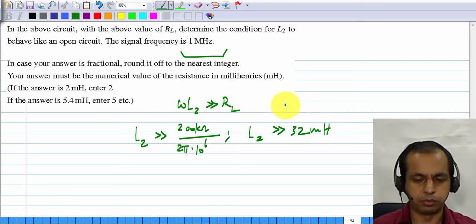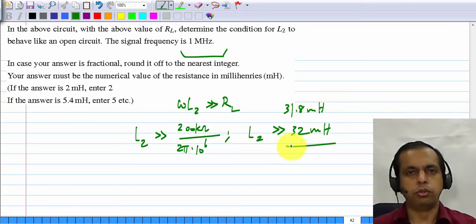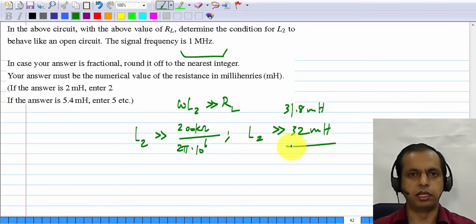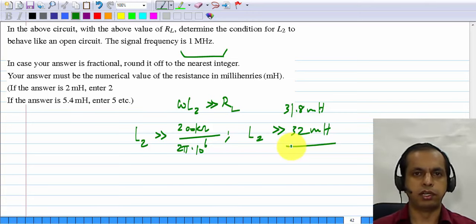If you keep the decimal places, you will find 31.83 or something like that. So if you make L2, let's say 10 times larger than this, 320 millihenries or something more than that, it will behave like an open circuit. That is, all of the incremental drain current will go into the load resistor RL.